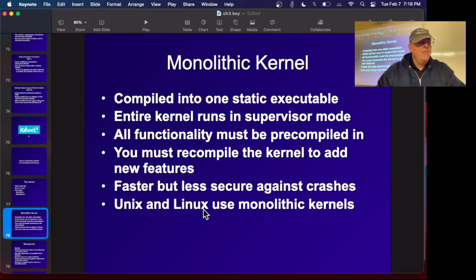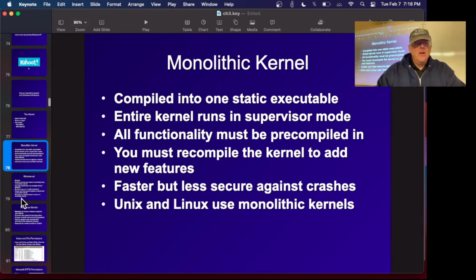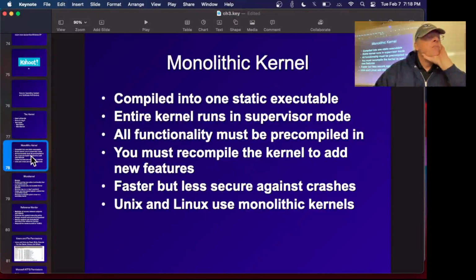And Unix and Linux, it says, uses monolithic kernels, although there are loadable kernel modules, so I'm not quite sure how that works, but a microkernel is smaller. Apparently they do. So I guess the loadable kernel modules are allowed too, because you don't have to recompile it all the time. Which operating system uses a monolithic?